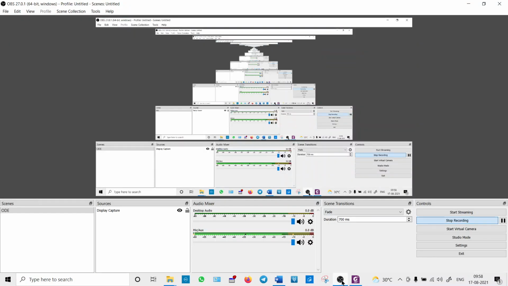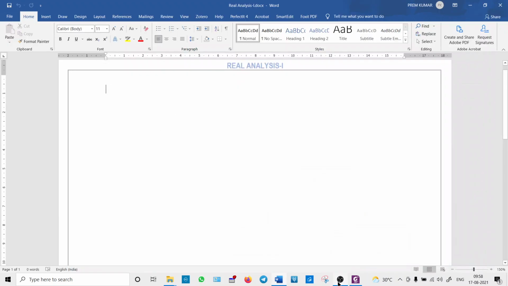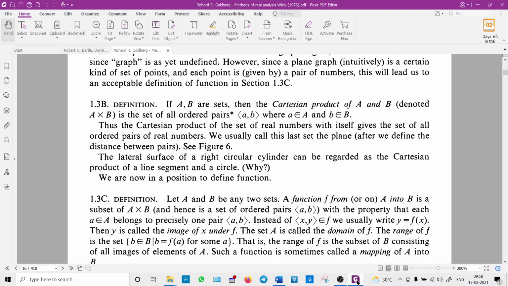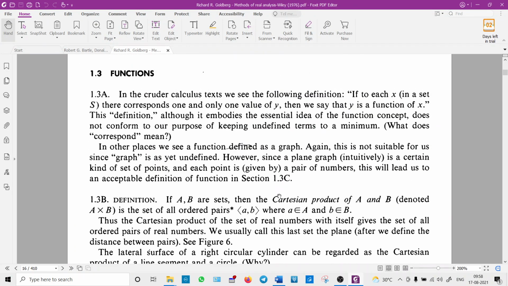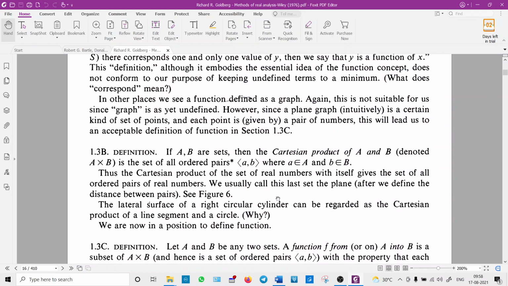In this session we are going to see functions, and we are going to concentrate more on real valued functions. So we are going to give an outline of what a function is, and before going to function you must know what a Cartesian product of two sets is.